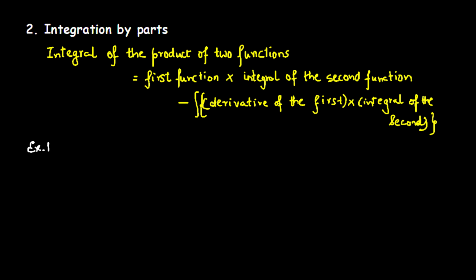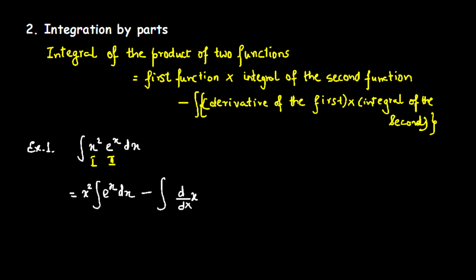Let's do a problem. So here we have integration of x squared times e raised to the power of x dx. So we're going to treat x squared as the first function and e raised to the power of x as the second function. So here we have x squared times integration of the second function, that is e raised to the power of x, minus integration of derivative of the first function, that is derivative of x squared, multiplied to integral of e raised to the power of x, and then we integrate it with respect to x.